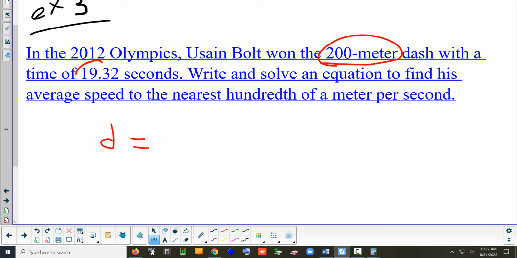What does this represent? 19.32. Yeah? The time. That's how long it took him to go that distance. So our formula is going to have a t in it for time. So this is distance. This is time.